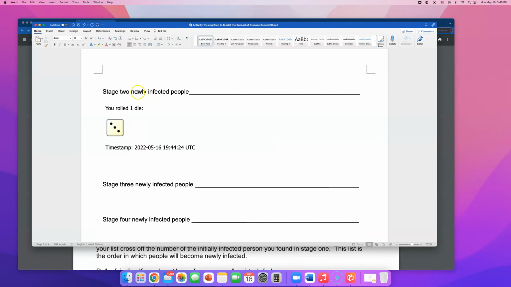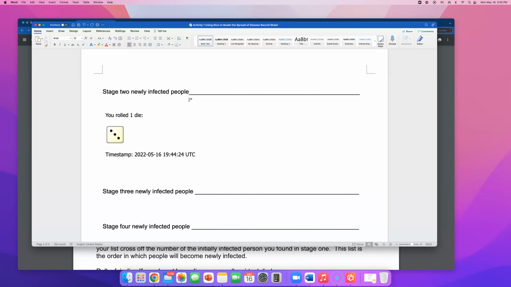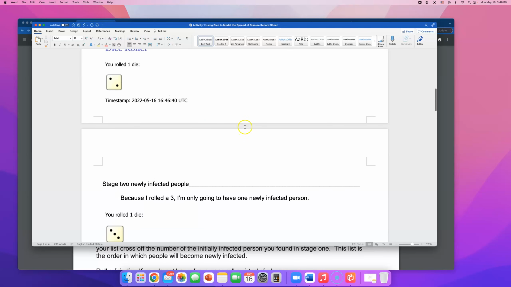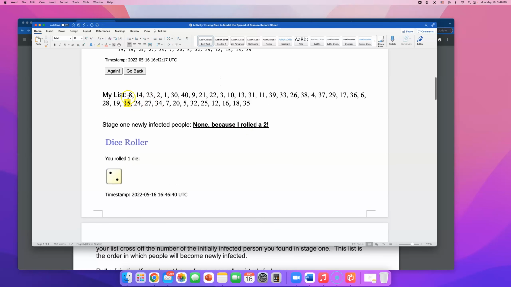So stage 2, newly infected people. I'm going to write the reason here first. Because I rolled a 3, I'm only going to have one newly infected person. And who is that person going to be? Well, the first person to be infected is guest number 8. So I'm going to say guest number 8 is now sick. He's sick. I'm going to cross him out now.